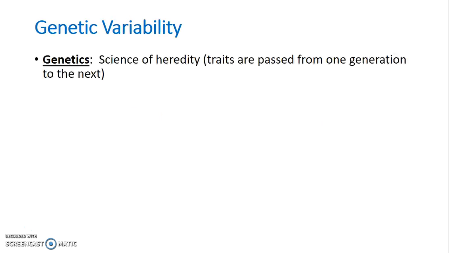By genetic variability, we're talking about genetics, and genetics is the science of heredity. Something that is heritable is something that's passed on from one generation to the next. If you look at your own family, you may have traits from your mom or from your dad or even from your grandparents, because each generation continues to pass on similar DNA and similar genes.